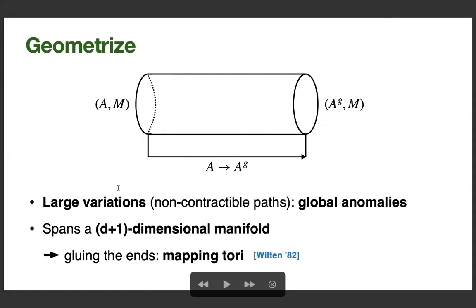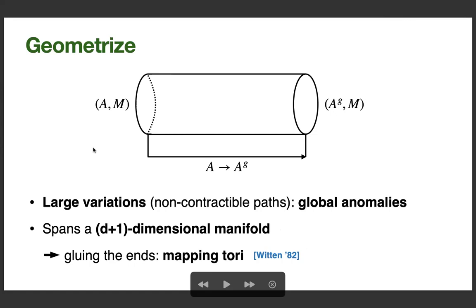Now, I told you about small paths in configuration space. You can also do a large variation, meaning closed loops, so again, I can in principle glue this side back to that side up to a gauge transformation. And there can be non-contractible paths. These correspond to global or Witten anomalies. And you see in a very natural way that by geometrizing this path in configuration space, you span a D plus one dimensional manifold. And indeed, if you then do the gluing process I described, so if you glue this side back to that side up to this gauge transformation, you end up with a geometric construction that was used in Witten's paper in '82, where he analyzed exactly this type of global anomalies. And this construction is called a so-called mapping torus.